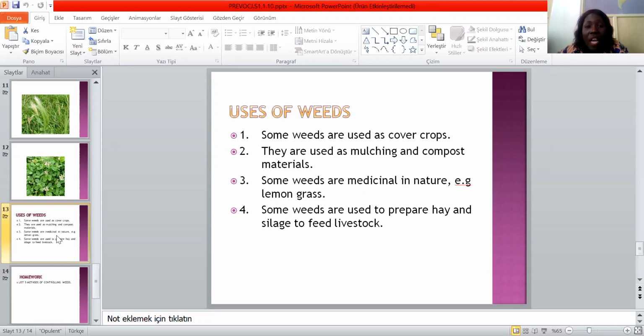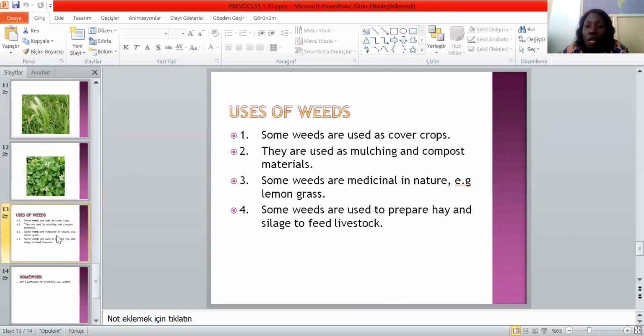Number 3, some weeds are medicinal in nature, e.g. lemongrass. We have what Yoruba people call agbo, herbs. Lemongrass is very, very good in the treatment of malaria, and there are some other weeds also that are medicinal in nature. Then the fourth point is some weeds are used to prepare hay and silage to feed livestock.